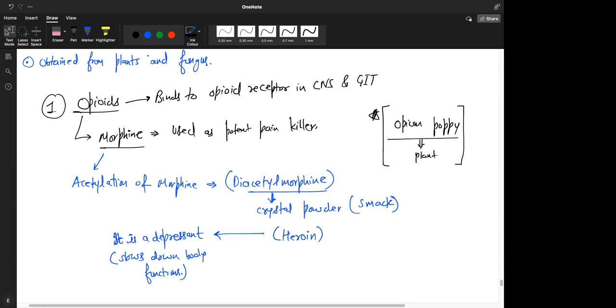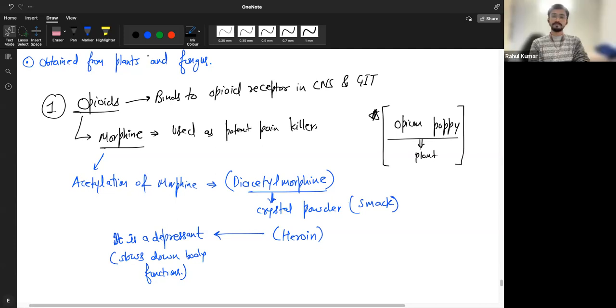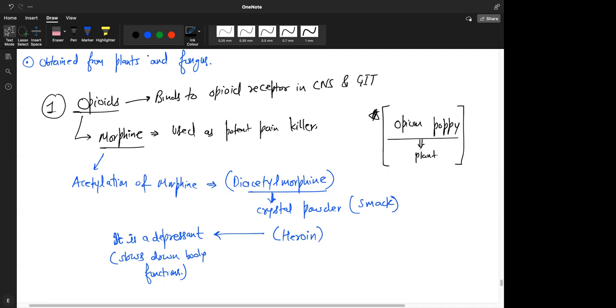Acetylation of morphine forms diacetyl morphine. It is a crystal powder known as smack or heroin. It is a depressant and it slows down the body.